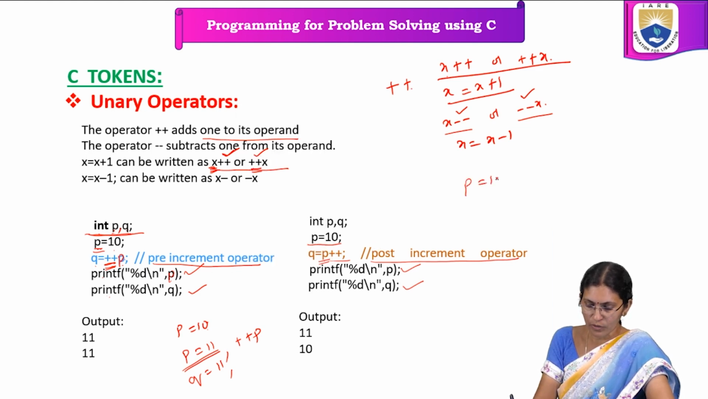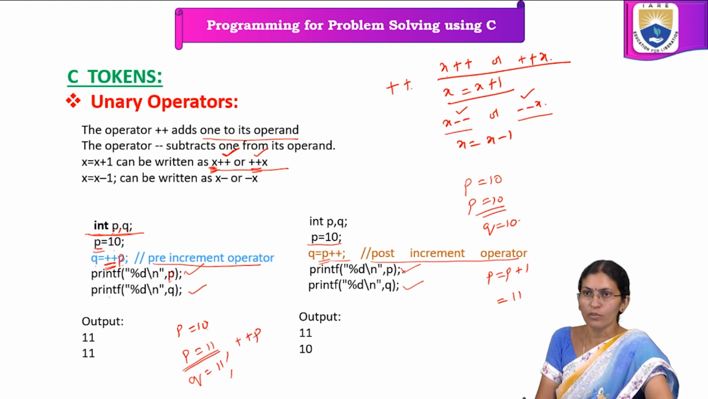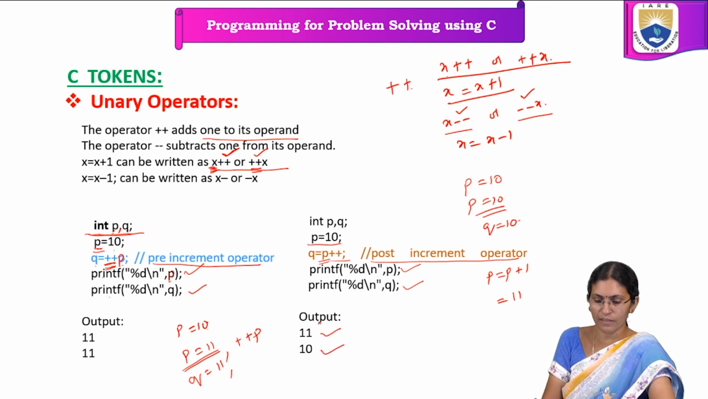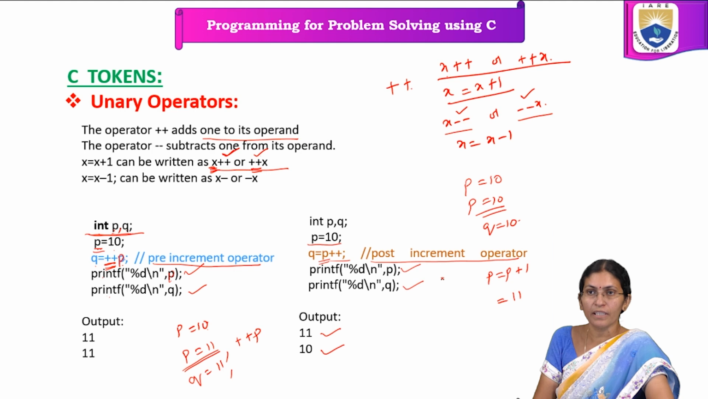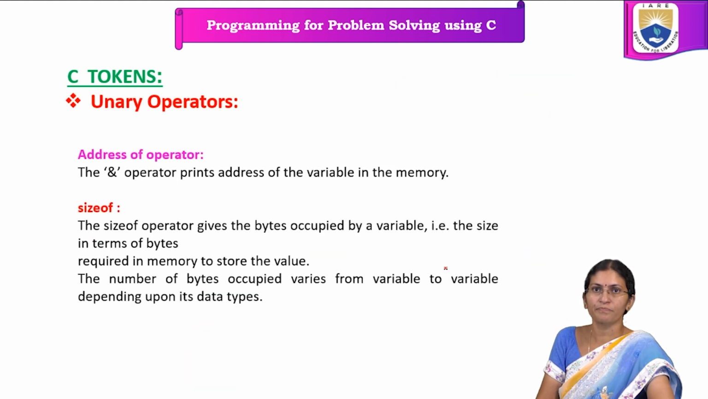So now p is equal to 10. This 10 is assigned to q, and after that the value of p will be incremented by 1, so p will be equal to 11. So when you print the values of p and q, p will be 11 and q will be 10. That is the difference between the pre-increment and post-increment operator.